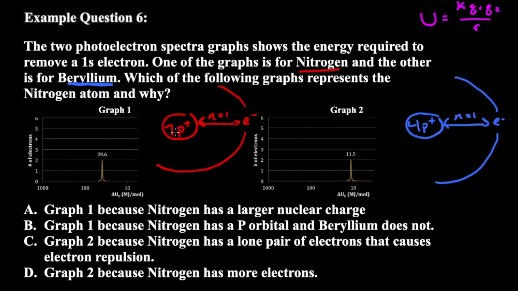Because this number is larger, this binding energy is going to be larger. So this one would have a stronger binding energy. If we look at both of these graphs, you'll see that this one right here has a higher binding energy. And so graph 1 would represent nitrogen, and graph 2 would represent beryllium. So the correct answer choice is going to be A.